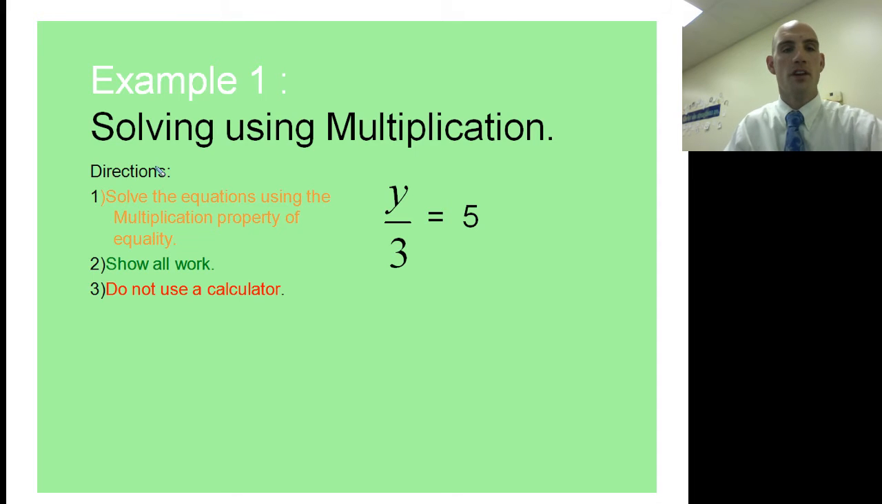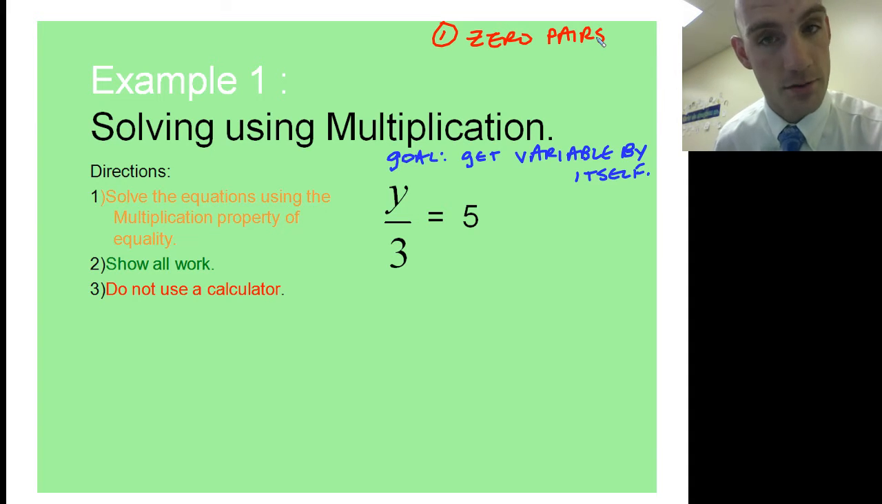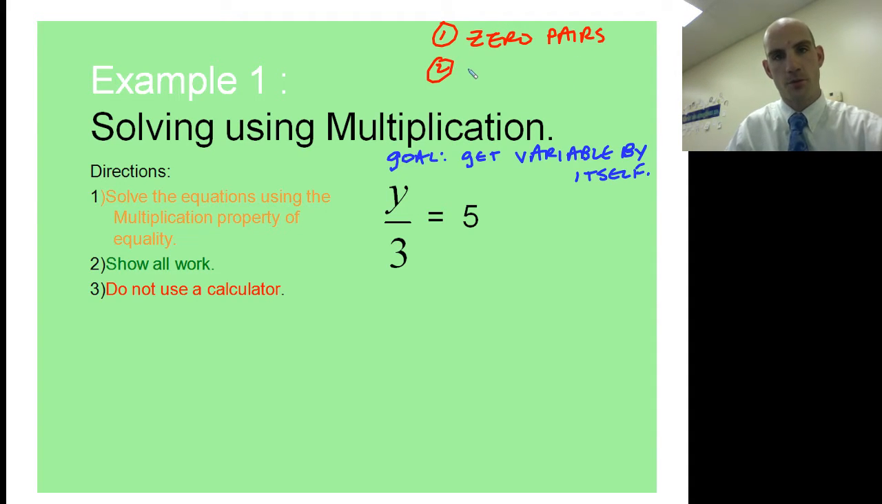What does this look like? We're going to solve the equations using the multiplication property of equality. Once again, my goal is to get the variable by itself. And here are our steps to do that. Number 1, we make 0 pairs. Here's a hint. We're not going to use this one right now. And number 2, we're going to do opposite operations.